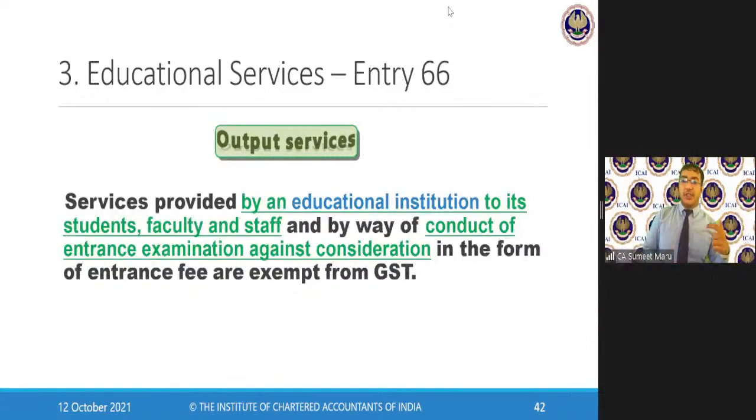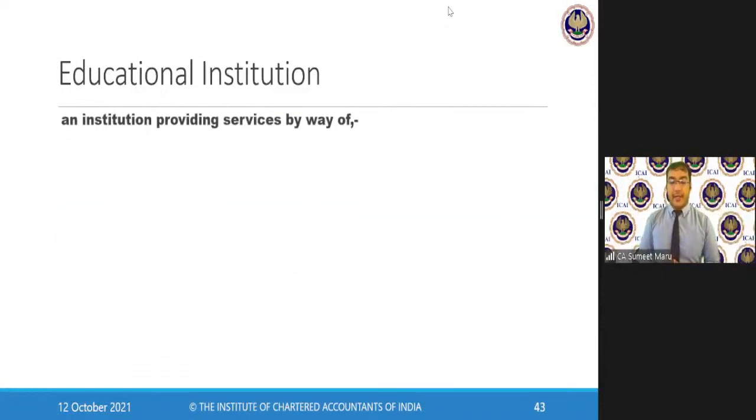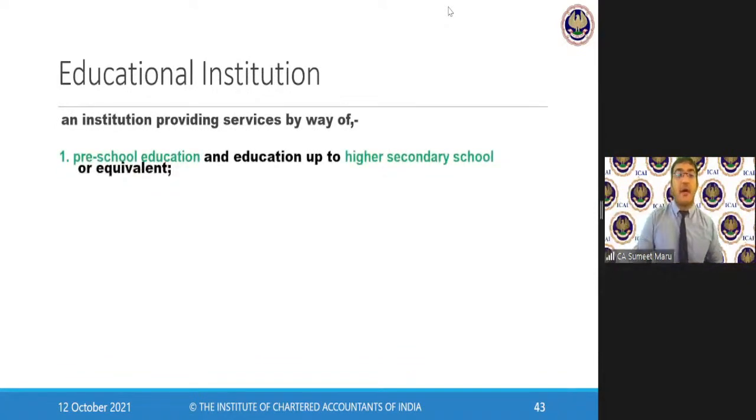But yes, if any education institution gives its services to students, faculty and staff as well, also by way of conducting any examination, this will be covered under the exemption. Now, what is an educational institution? This is the interesting point here. An institution providing services by way of preschool education and education up to higher secondary school. So preschool, right from junior to the 12th standard, HSC or equivalent, will be known as an educational institution.